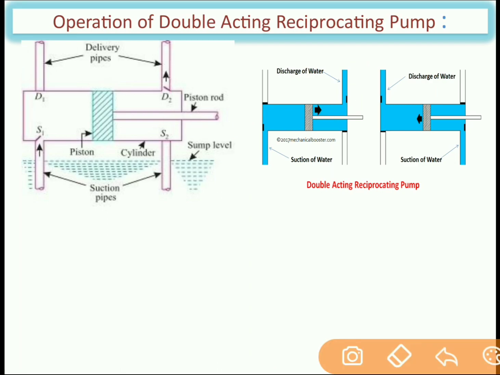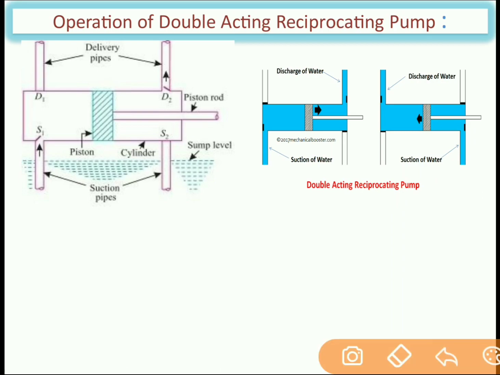In the second stroke, what does stroke mean? Displacement of the piston from one end to the other end. In this case, the piston gets displaced from left side to right side. In the second stroke, the piston is moving from right side to left side. So when the piston moves from right to left, suction will be created at the back of the piston. So this valve will get open and the liquid from the suction pipe will transfer to the cylinder. Also the liquid present on the left side of the piston will get pressurized. Because of this pressurized liquid, the delivery valve will get open and the liquid will transfer to the delivery pipe through valve D1.